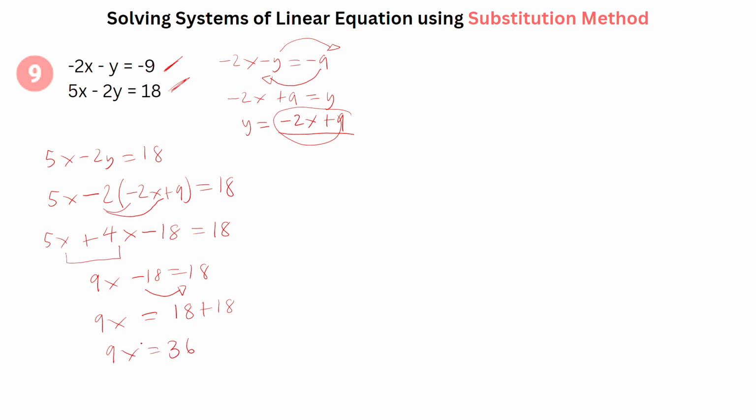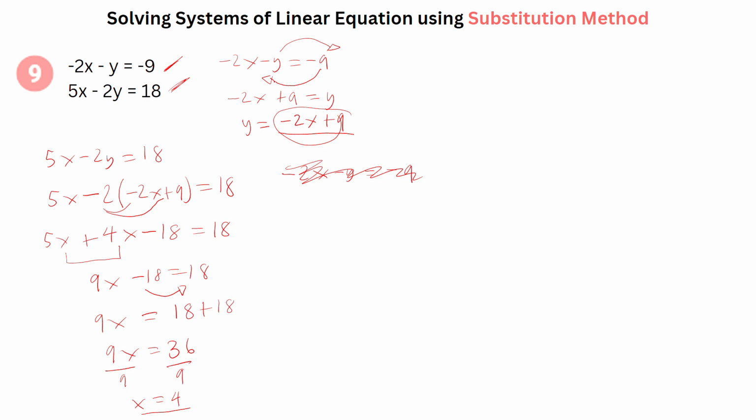How do you solve for x? Divide both sides by 9. So x is equal to 4. But we still have to solve for the value of y. So let's use the first equation. So we have here negative 2x minus y is equal to negative 9. Okay, maybe let's use the second one because there's a lot of negative signs here.